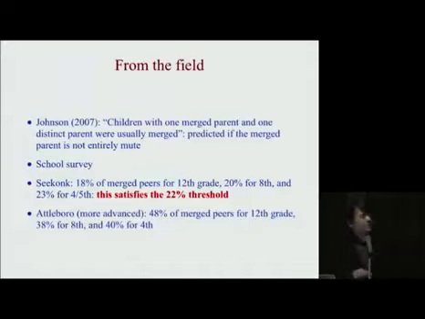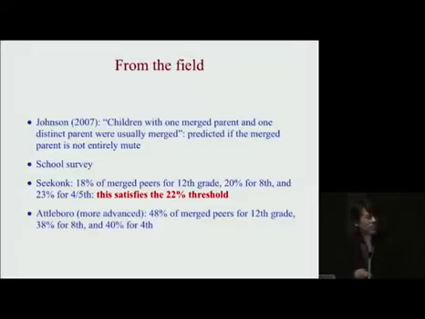What he found is that children with one merged parent and one distinct parent were usually merged. This would not be surprising because it's 22%. If you primarily learn from your parents, and you only need 20% of the tokens to be coming from the merged parent, that's enough for you to learn the merger. Let's assume that one of the parents isn't exactly mute, and that's enough for this generalization to be true.